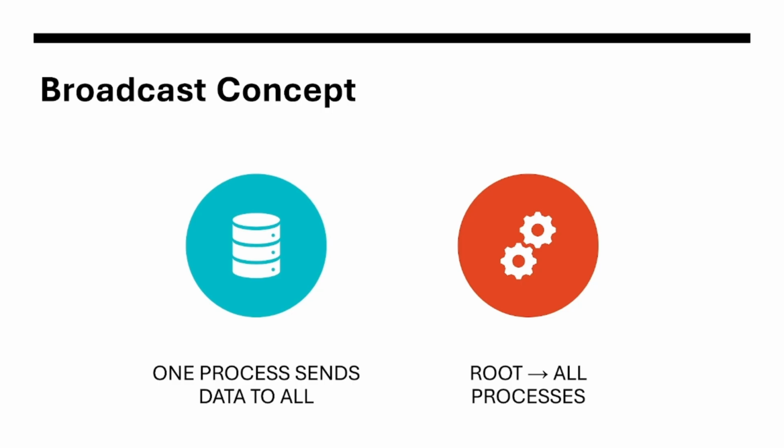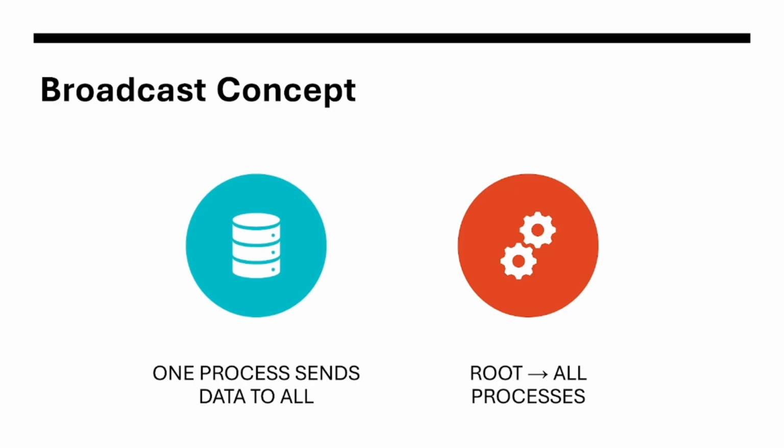One process is designated as the root, and the root holds the initial data. MPI automatically sends this data to every other process. So all processes receive an identical copy. The main key feature of this broadcast is efficient one-to-all communication. It eliminates the need for multiple send operations, which ensures data consistency across all processes.